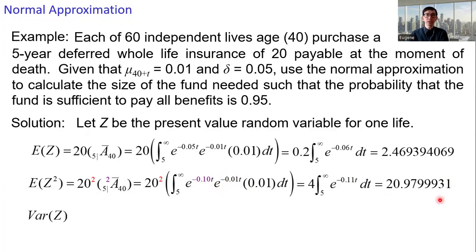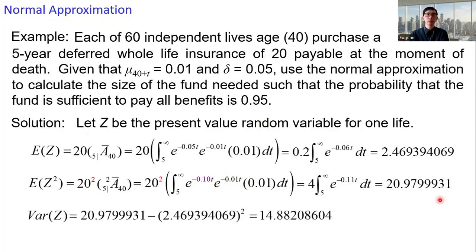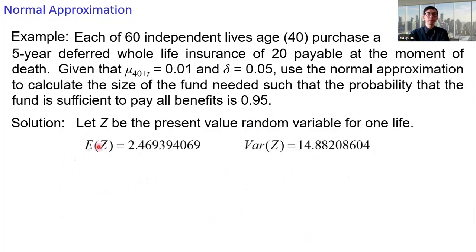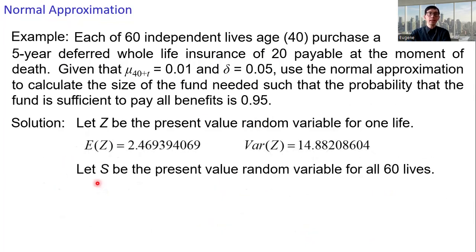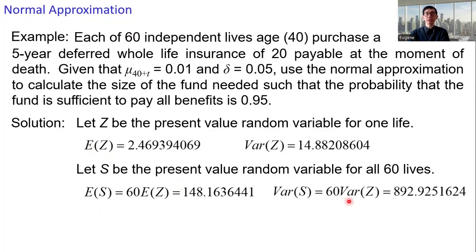Upon calculation, we get the second moment. And then we can get the variance of Z, which is 14.882086. All right, we get the expected value and the variance of Z. And let S be the present value random variable for all 60 lives. This corresponds to the aggregate present value. The expected value of S is the number of individuals, 60, times the expected value of Z, and the variance of S is 60 times the variance of Z.